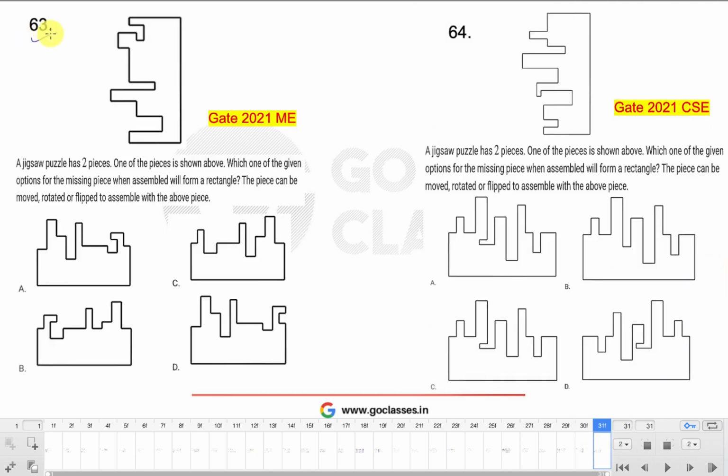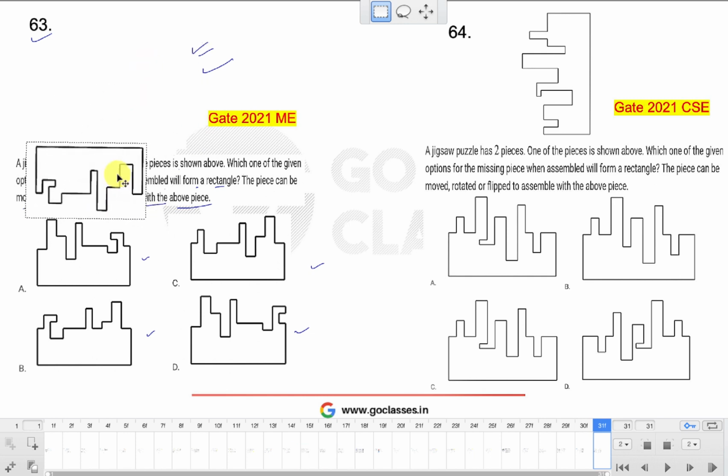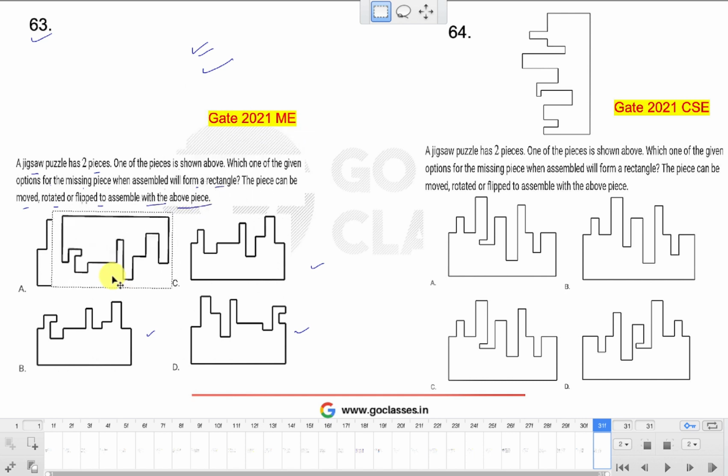Now next question. This is a GATE question. A jigsaw puzzle has 2 pieces. One of the pieces is shown above, this one. Which one of the given options for the missing piece, when assembled, will form a rectangle? The piece can be moved, rotated, flipped or assembled with the above piece. You have to fix this piece in one of them, then it will form a rectangle. So I am moving this piece from here. I am trying to put it on each of the options so that I can clearly see whether this fits here or not. It does not fit here. Let's move this here. It will not fit here also.